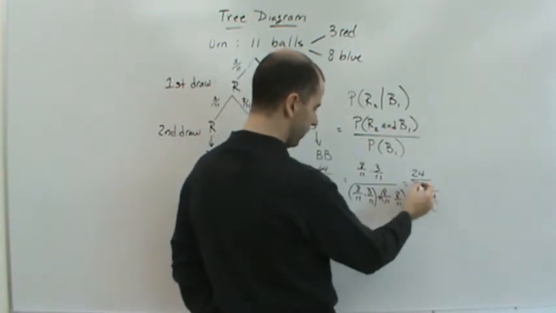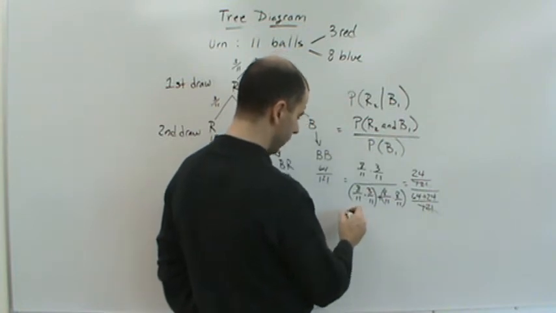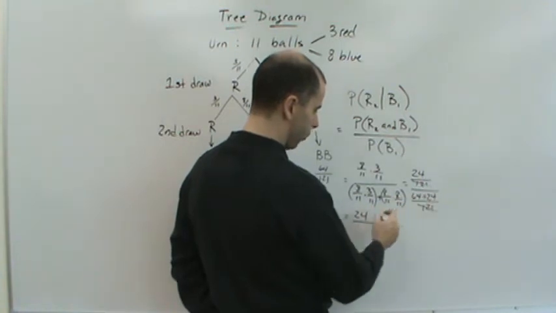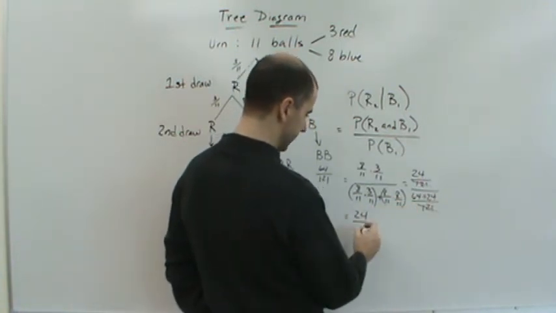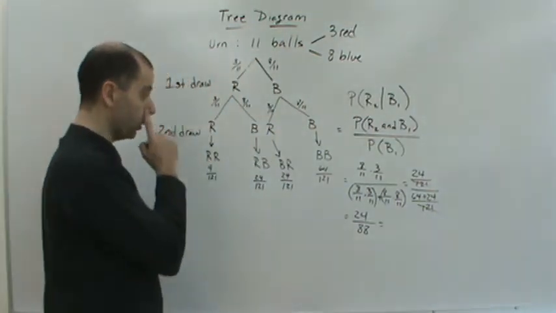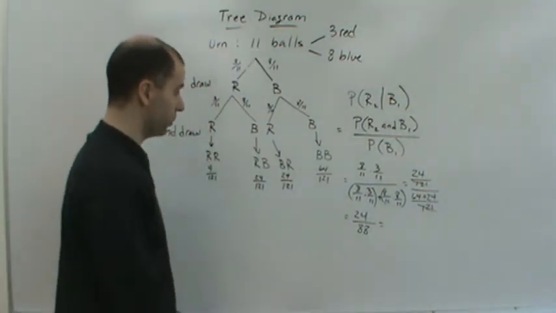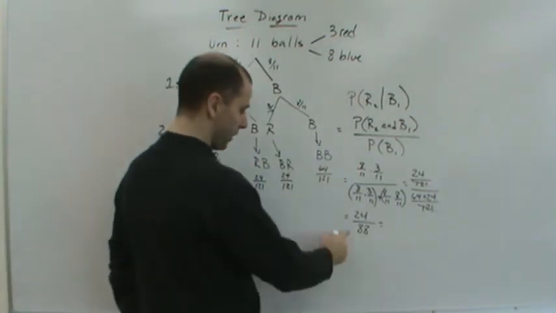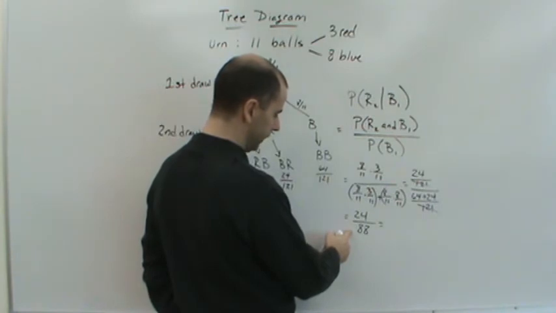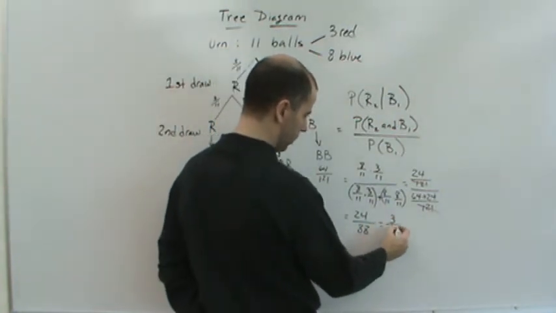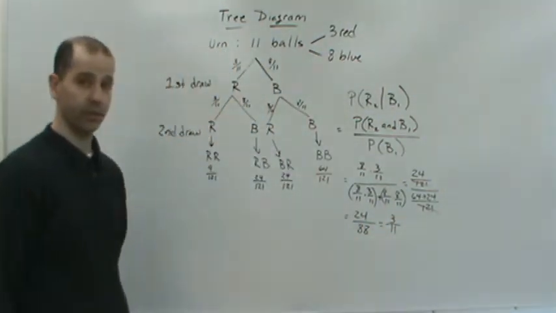So now the 121s still drop out. And what do we get? We get 24 divided by what? 64 plus 24, which is what? 88. And so what does 88 reduce to? Well, lo and behold, it's just going to reduce to 3/11. Because if we divide the top and the bottom by 8, we're going to get 3 over 11. And we get the same answer.